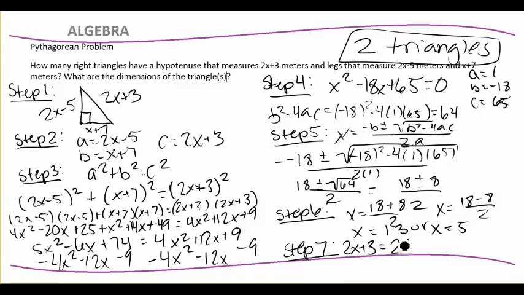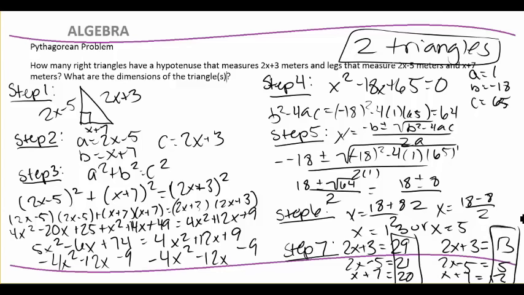29 for the first one, for 13. And then if we plug them in for 2x minus 5 for 13, we're going to get 21. And if we plug in for x plus 7 for 13, we're going to get 20. And let's do it for 5. So 2x plus 3, if we plug in a 5, we're going to get 13. For 2x minus 5, we're going to get 5. And for x plus 7, we're going to get 12. So our dimensions are 29, 21, and 20, and 13, 5, and 12.